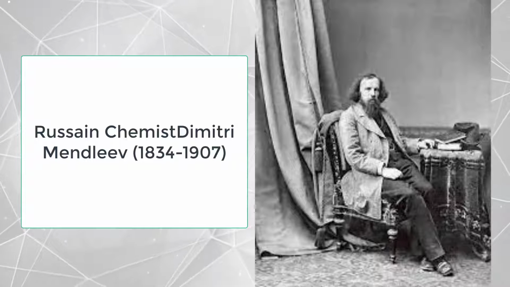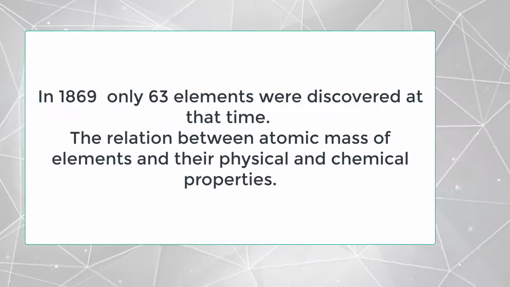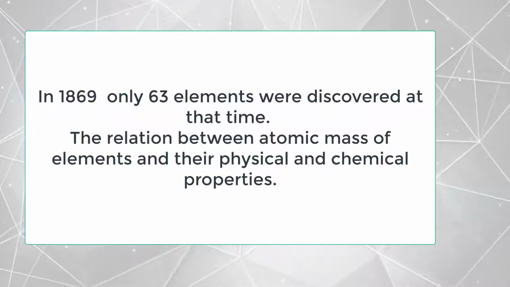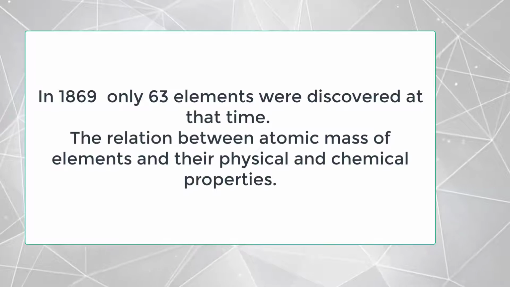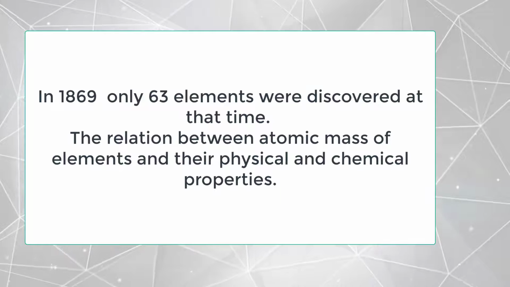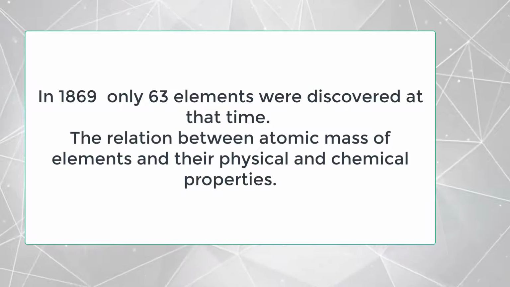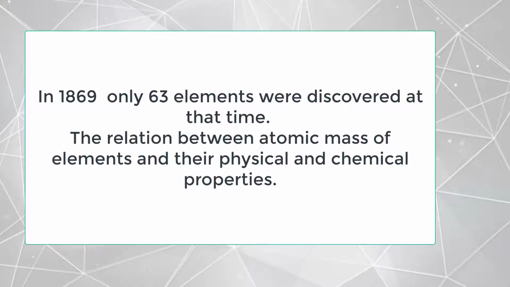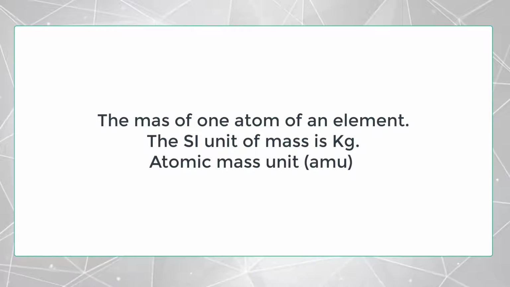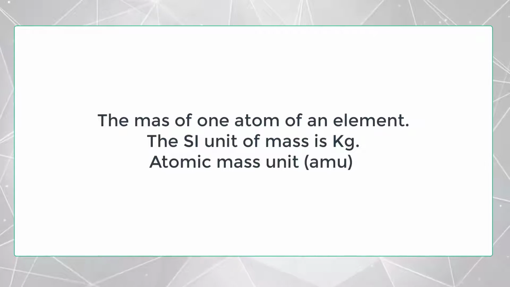So let's go back to Mendeleev's time. Imagine we are in 1869. Only 63 elements were discovered at that time. And Mendeleev was looking at the relation between atomic mass of elements and their physical and chemical properties. So let's discuss these three things: atomic mass, physical and chemical properties. What is atomic mass? That's simple, the mass of one atom of an element.